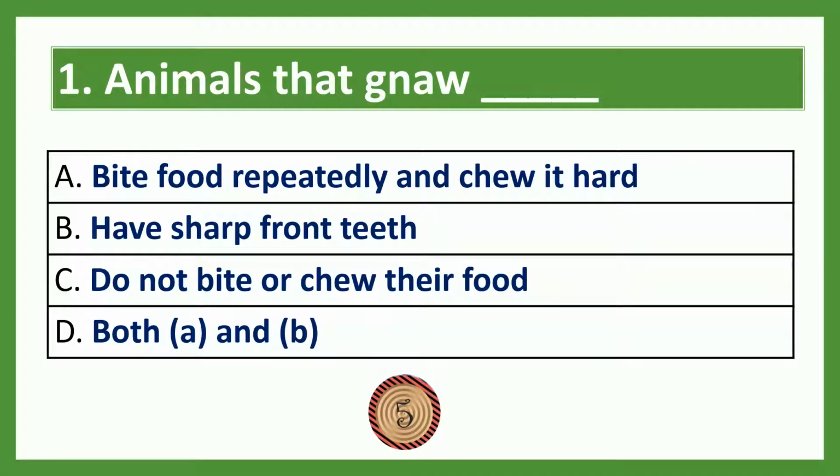Animals that gnaw dash. Option A, bite food repeatedly and chew it hard. Option B, have sharp front teeth. Option C, do not bite or chew their food. Option D, both A and B.